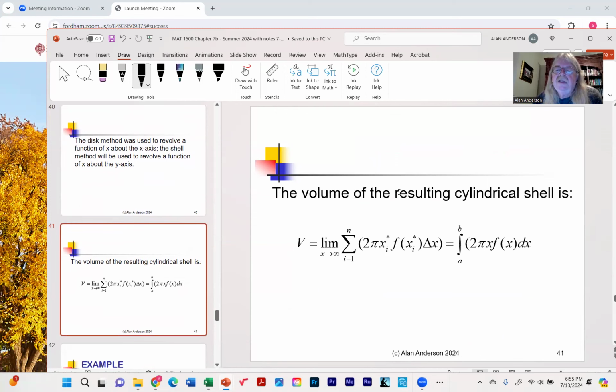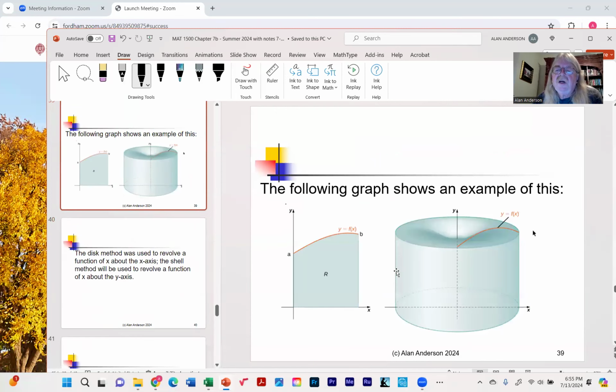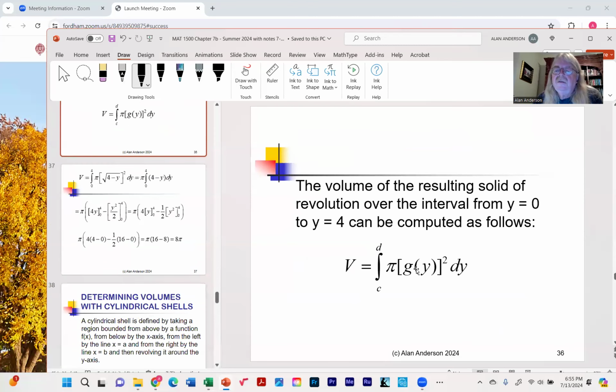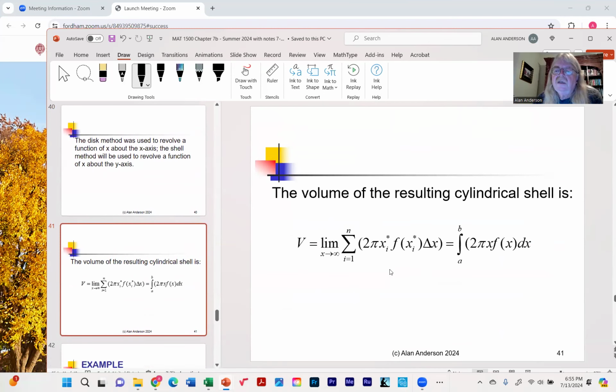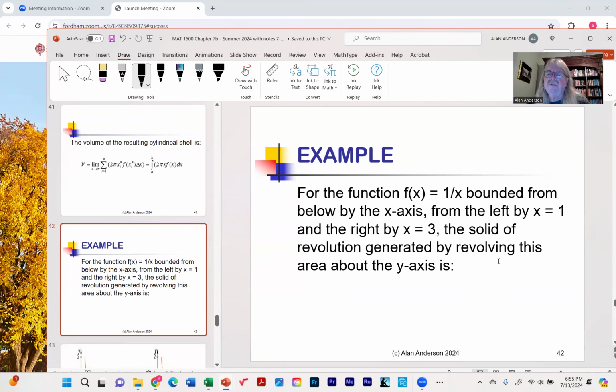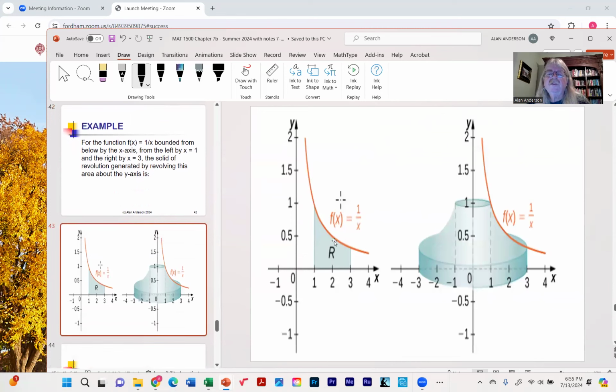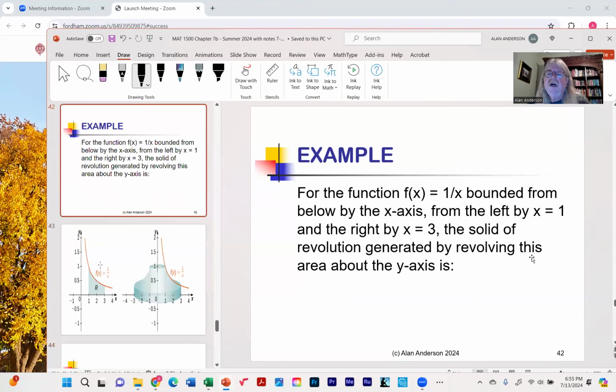Now look at this thing. So there's 2 pi. Now, let's see. Oh, wait a minute. Because it's a cylinder. Okay, we didn't specifically remind ourselves what the formula is, the volume of the cylinder, but we do need 2 pi x f of x because it's a cylinder. Let's look at this example. This is the function 1 over x, and we're going to rotate it. We're only interested in the area from x equals 1 to 3.